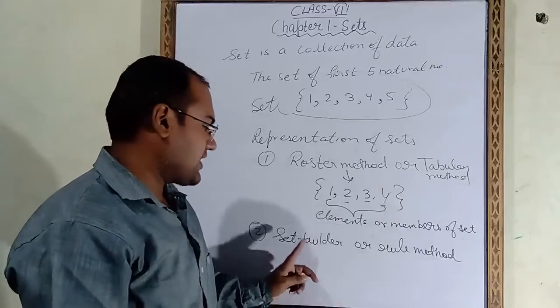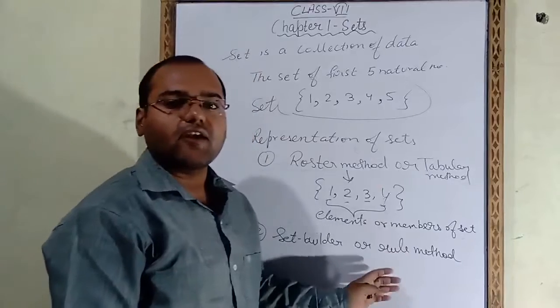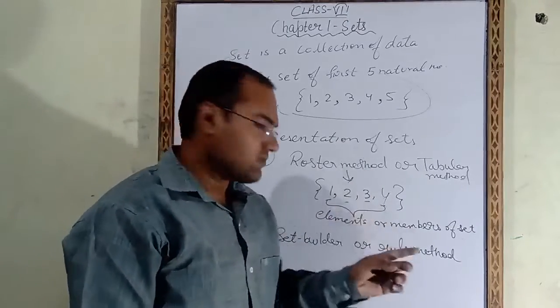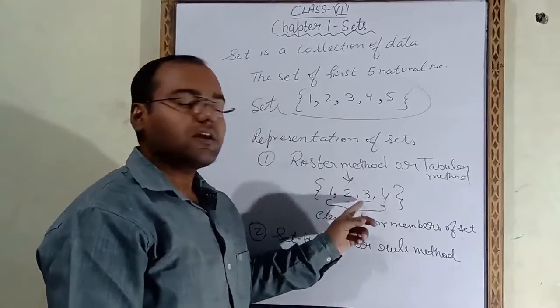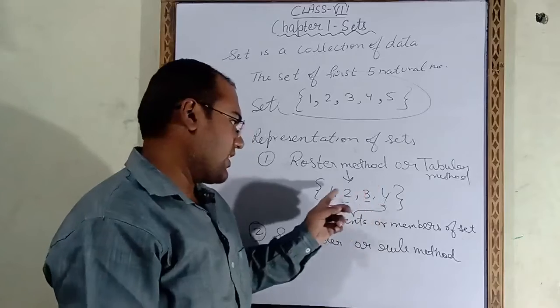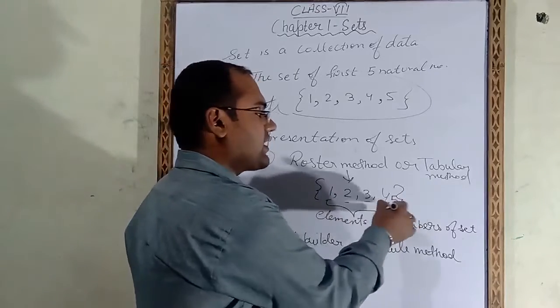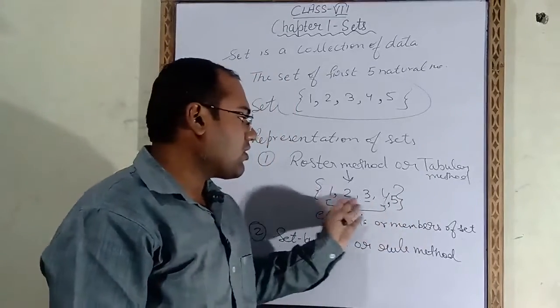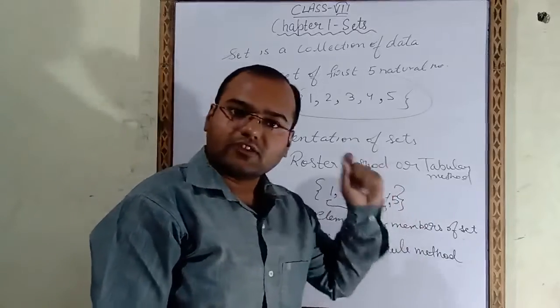Now come to the second method. What is the second method? The second method is the set builder or rule method. In this method we have to write the common property of all the numbers. What is the common property of these numbers? We had written 1, 2, 3, 4, 5. What are these? These are natural numbers. So the common property is that these all are natural numbers.